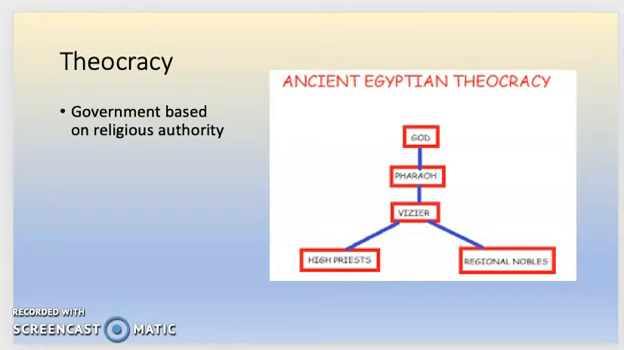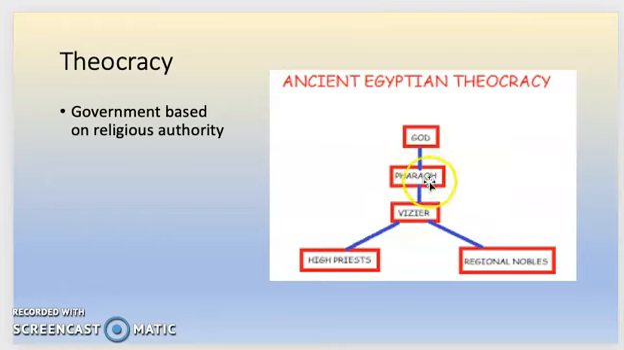The next vocabulary term is theocracy. A theocracy is a type of government based on religious authority. So on the right-hand side, it shows us the outline of a theocracy in ancient Egypt. At the very top is God, meaning God has the most power. A pharaoh is just below the god, like in the previous slide. It said that they were god kings. They were kind of seen as a god in the flesh on earth.